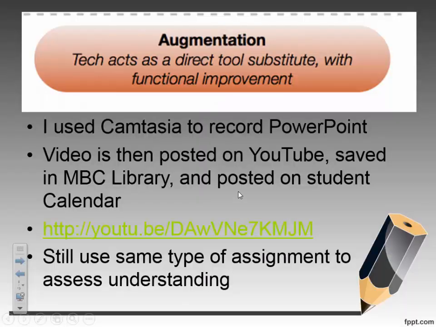All right, the interesting point with the augmentation portion of the SAMR model is that we still use the same type of assessment or assignment to assess the understanding. So again, even though I've created a video, I would still require students to probably do a paper pencil assignment, draw me some pictures and things like that.